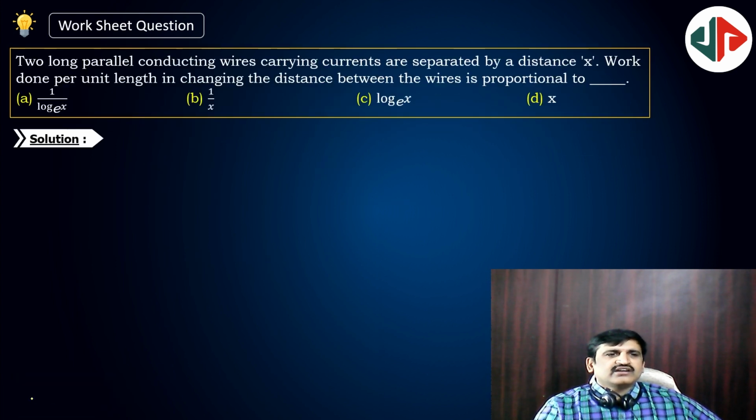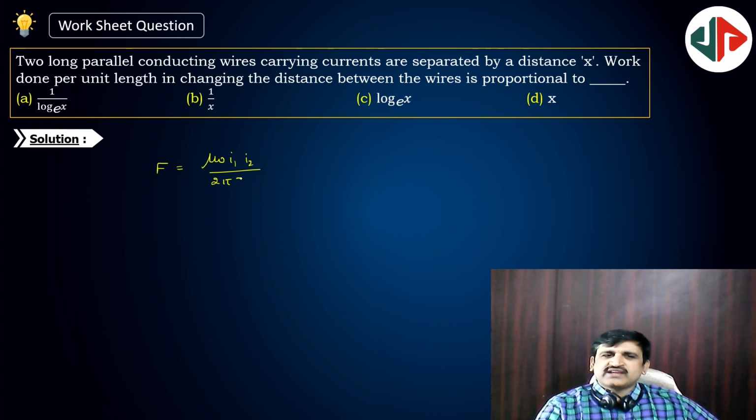Two long parallel conducting wires carrying currents are separated by distance x. The work done per unit length in changing the distance between the wires is proportional to what? The force between them, F, is equal to mu naught I1 I2 by 2 pi.